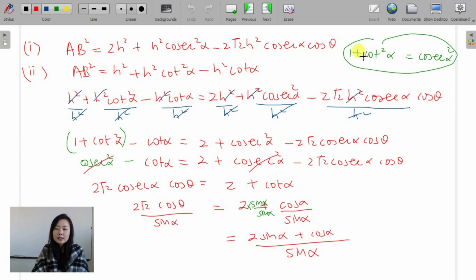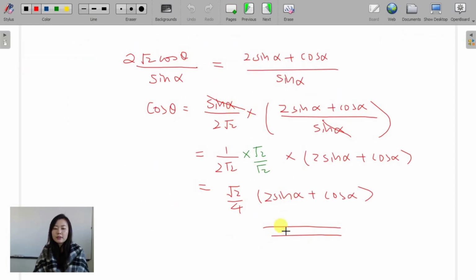And using the identity, 1 plus cot alpha squared is cosec alpha squared, to change that, so they cancel out. So you're left with this guy here. And then you just change the cosec alpha and the cot alpha into 1 on sine and cos on sine. And then you just rearrange, clean it up, and then you get to the expression. All right, so that is pretty much it.